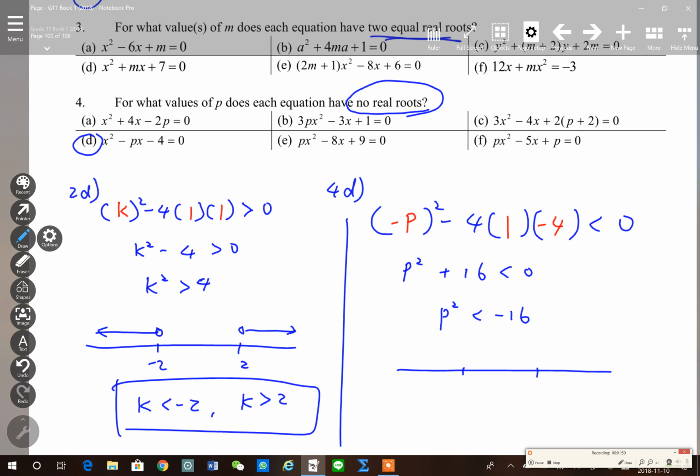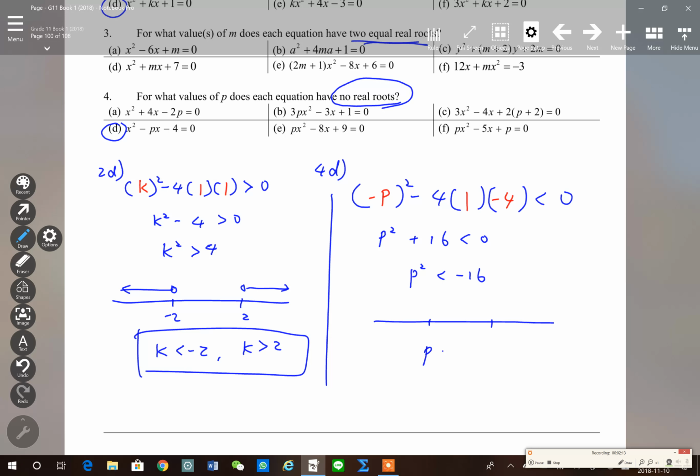Undefined. So there's no P. There's no way you can find a P, put it in, and square it to be smaller than negative 16, because any number squared is always positive, right? How can you find a P value squared and then become smaller than negative? So P is undefined. Okay?